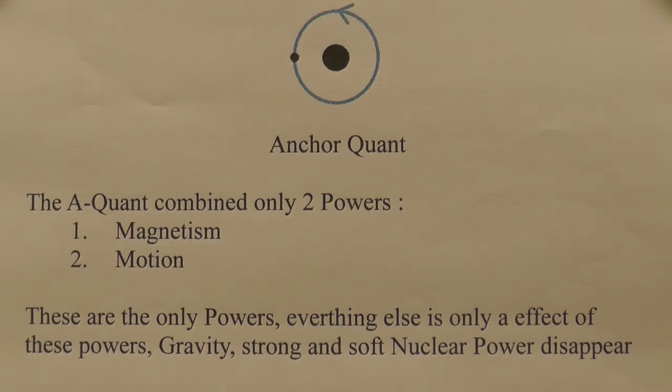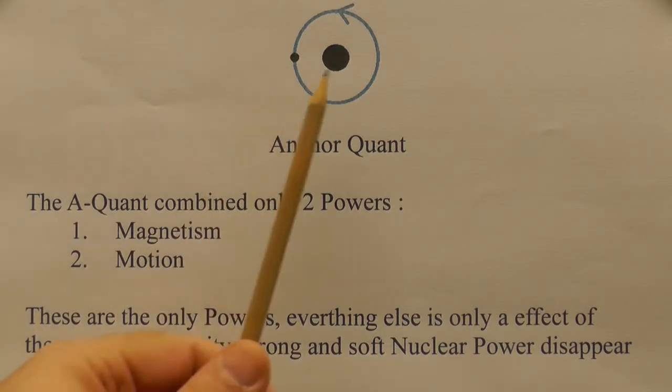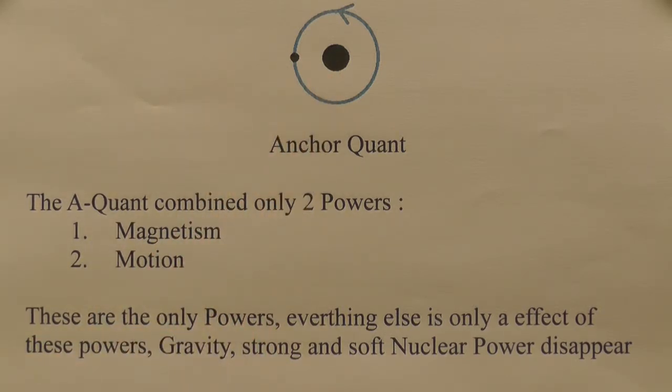What properties does the anchor quant own? As you can see, there's not much. We didn't see bosons, photons, or anything else of the neutrinos, or whatever you want. It's unseen, so it's possibly not there.